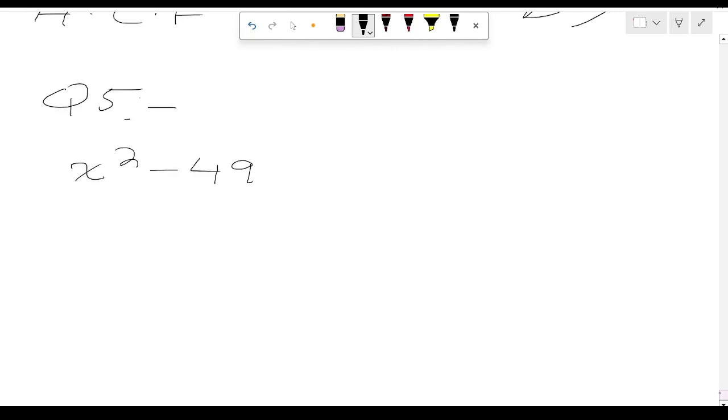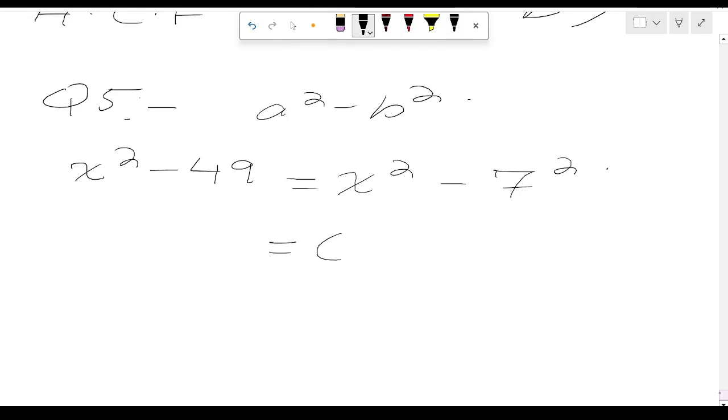What is the square root of 49? It is 7. So we can simply write x square minus 7 square. Now we have this in a square minus b square form, so we will just apply the formula. That will be x plus 7 and x minus 7.